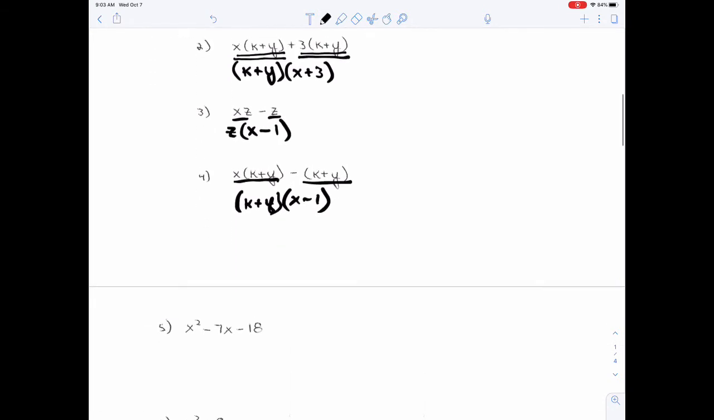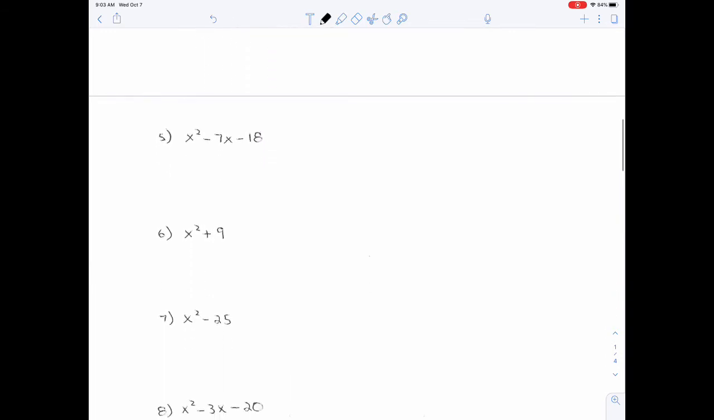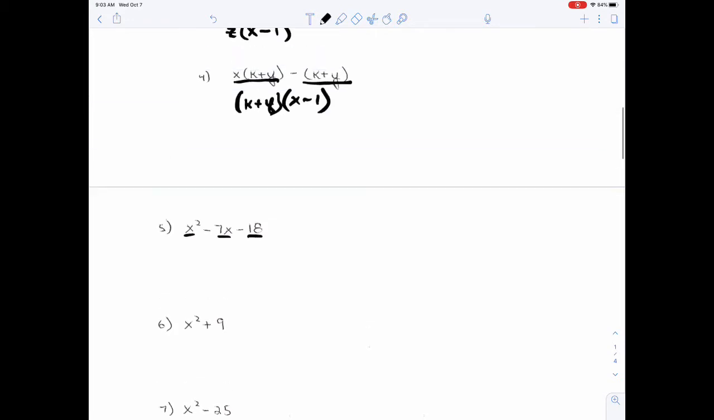Okay? All right, here, number 5. Again, always ask yourself, is there a greatest common factor? Ask that first. Okay, no, there isn't. There are 3 terms here. There's nothing that each one of them has. All right, so is it a difference of 2 squares or a trinomial? Well, it's a trinomial.